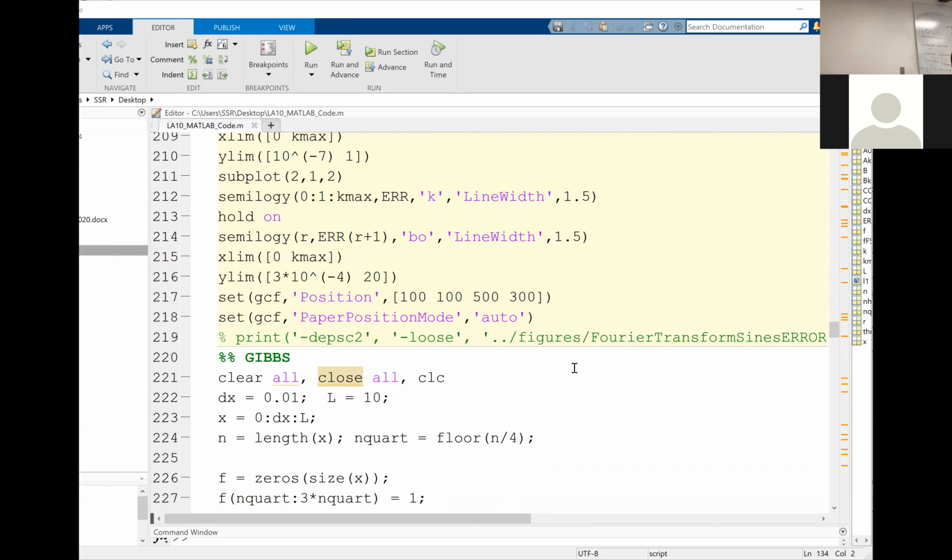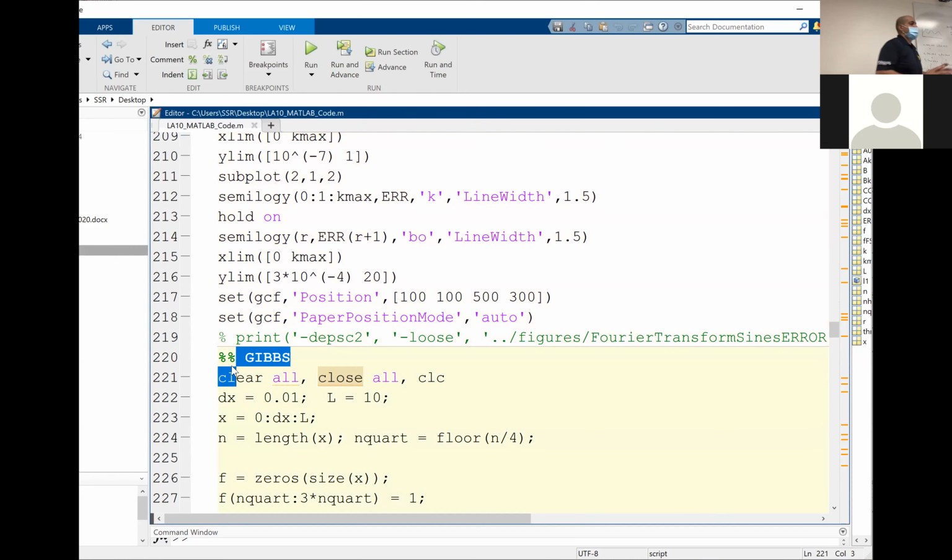The basic problem with Fourier series is this. That is called the Gibbs phenomenon. Remember Fourier series Gibbs phenomenon? No? Have you studied Fourier series by any chance? Okay.